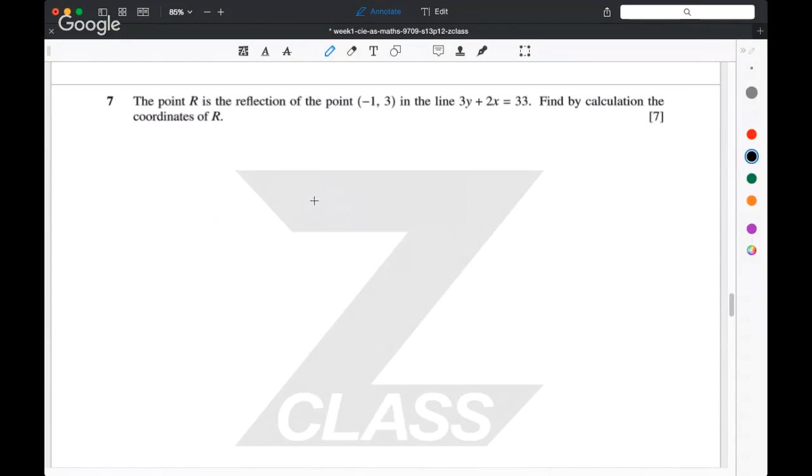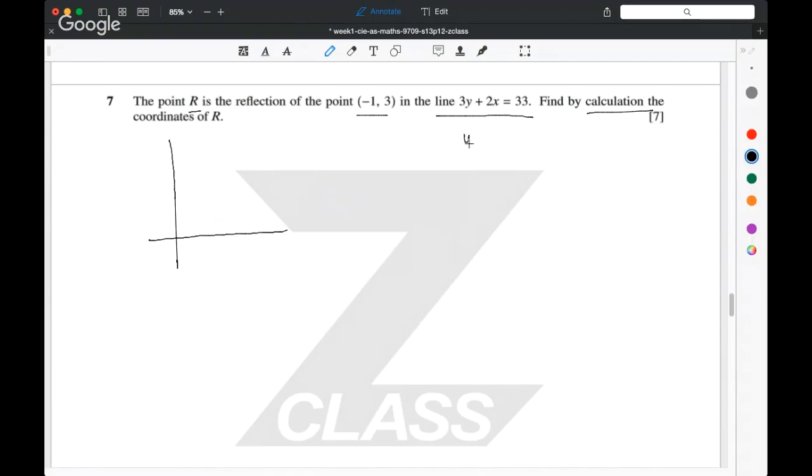We're told we have a line here, and there is some point R, which is the reflection of another point. So let's actually draw this just for illustration. You have to find it by calculation, but it is going to be easier to explain if I just draw it. So what does our line look like?